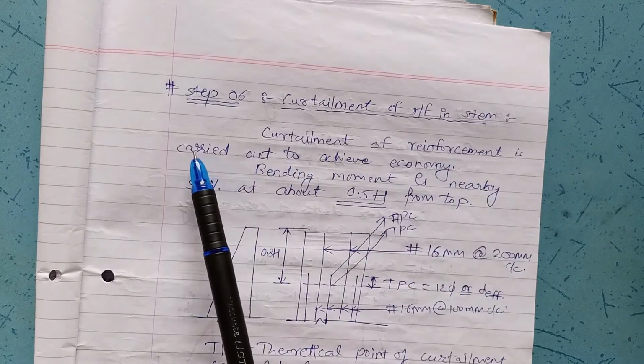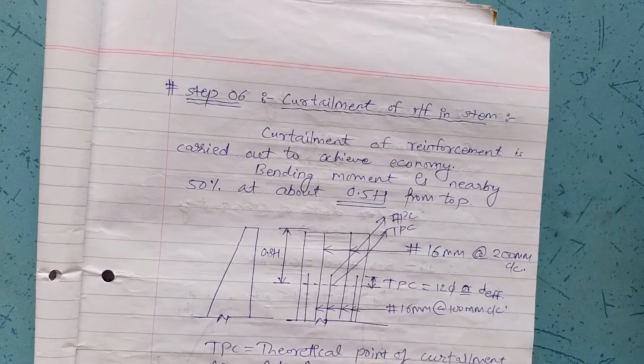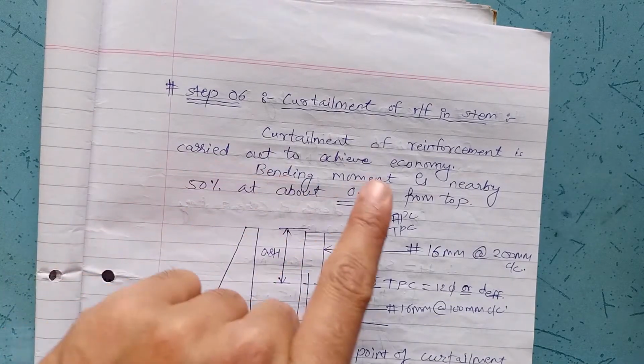Curtailment of the reinforcement is carried out to achieve economy. Unnecessary extra steel should not be provided. Hence, to achieve economy, only the actual requirement of the steel should be provided, and hence curtailment of the reinforcement is carried out to achieve economy.